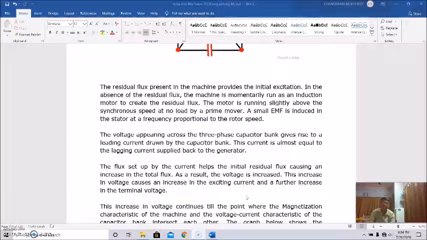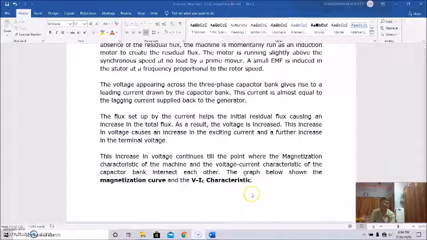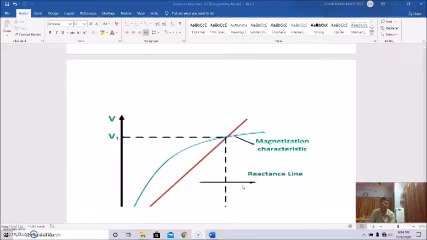This increase in voltage causes an increase in the exciting current and a further increase in the terminal voltage, and this increase in voltage continues till the point where the magnetization characteristics of the machine and the volt-current characteristics of the capacitor bank intersect each other. This is shown in the graph, that is the magnetization curve, and the voltage and capacitor current characteristics are shown here.